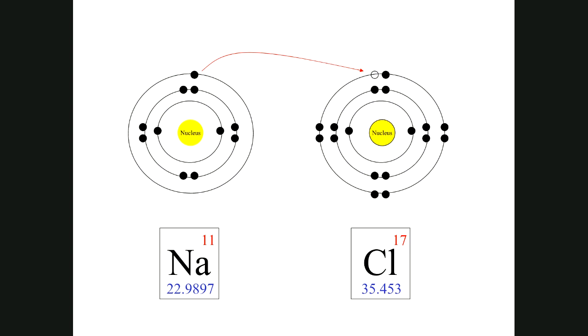Chlorine had 17 protons and 17 electrons, 17 negative charges. It used to be neutral, 0. Now it has 18 electrons, 1 more negative charge than positive, and it's going to be negative. So let's see what happens. Sodium is going to lose its electron. Chlorine will gain an electron. Go to the next slide.